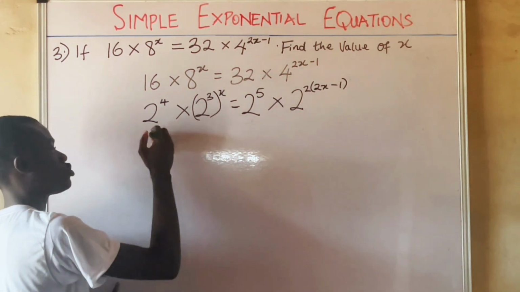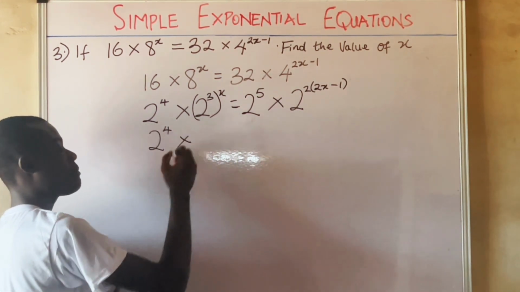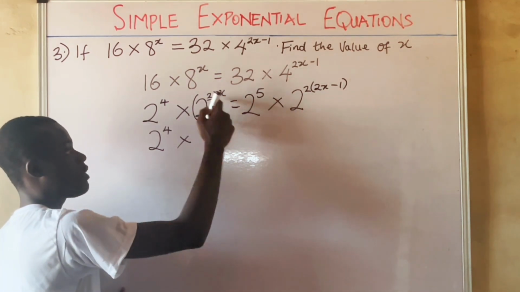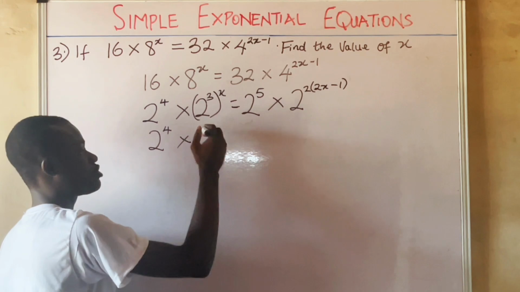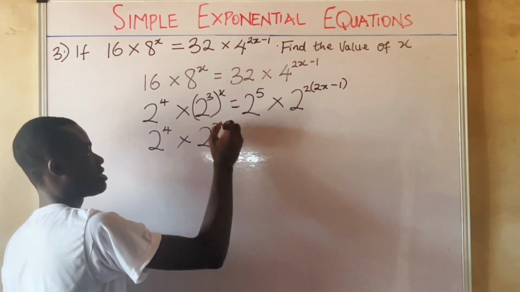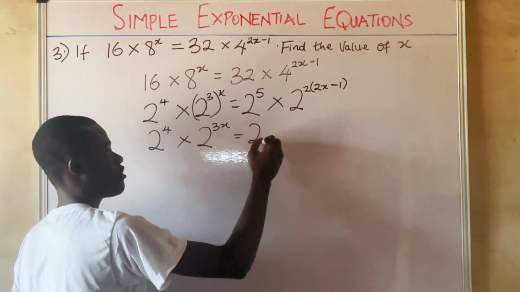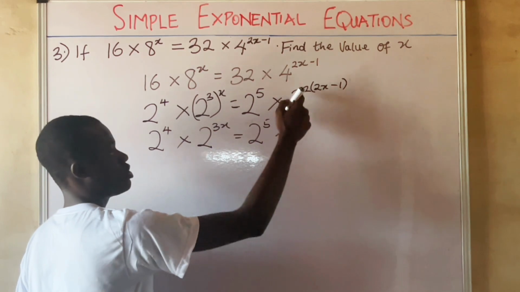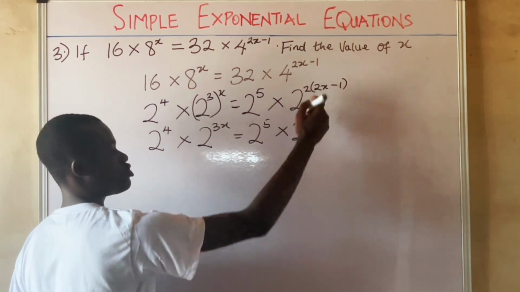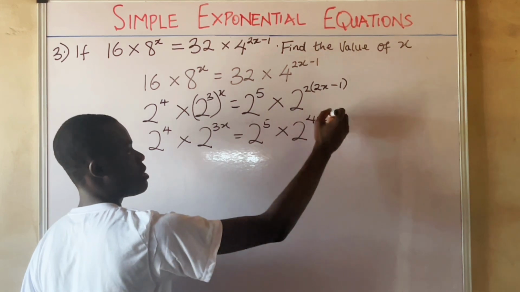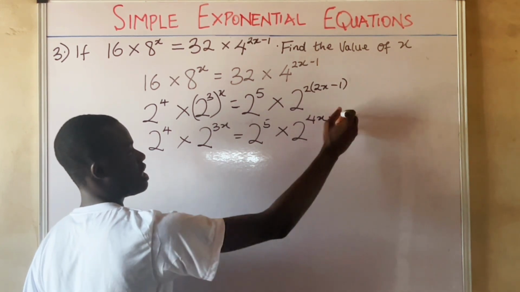So now this is 2 raised to the power of 4. Remember the power law. When we have two powers separated by a bracket, we can simply multiply the powers. So 3 times x will give us 3x. This is 2 raised to the power of 5 times 2 raised to the power of 2, multiply everything. Yes, 2 times 2x gives us 4x, minus 2 times minus 1, that's the minus 2.